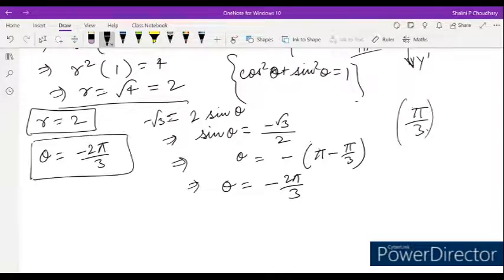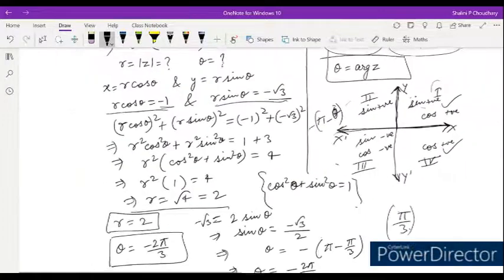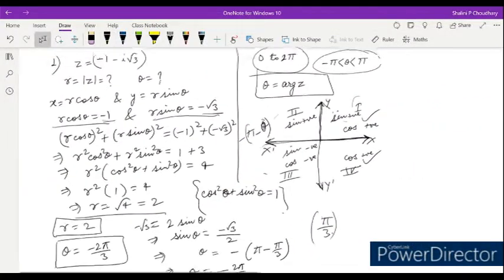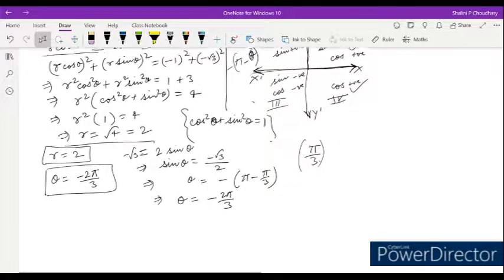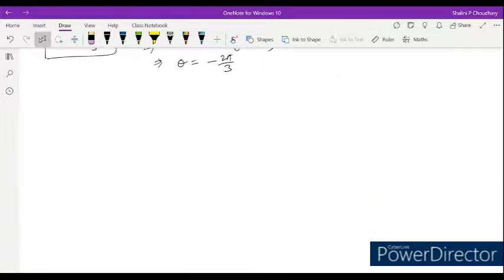Okay, so these are the values, I mean the modulus and the argument of z. Okay, similarly the same thing we have to do for question number 2.